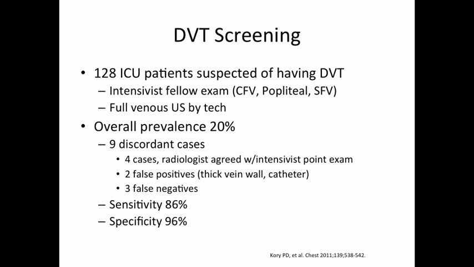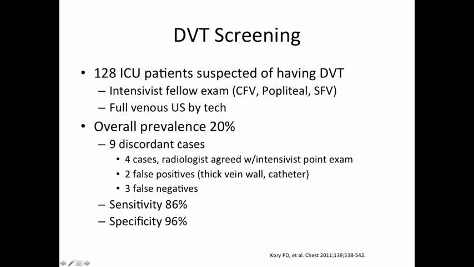And so some of the data, just briefly, for DVT screening. There are a couple of studies out there now, but this is an example, again, pretty large for an ICU study, at least 130 patients who were suspected of having a DVT. These were exams that were done by a fellow, so ICU fellows, and they visualized the common femoral and the popliteal veins, and they compared that against a full venous ultrasound that was done by a vascular tech.